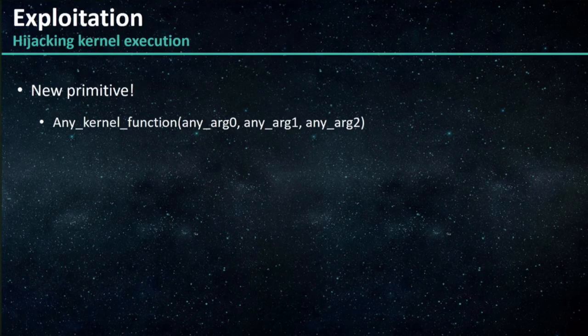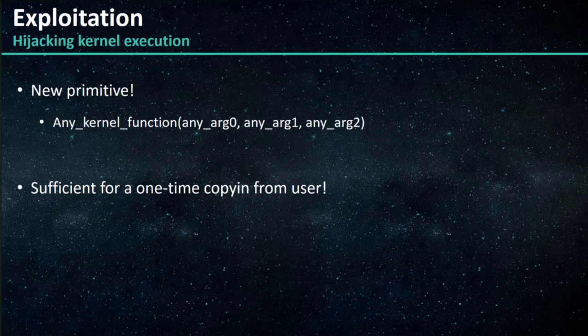We can call any function we want and control the first 3 arguments, which is enough for a single deterministic write on the kernel. Arbitrary address, arbitrary data, and arbitrary size. So what should we overwrite?